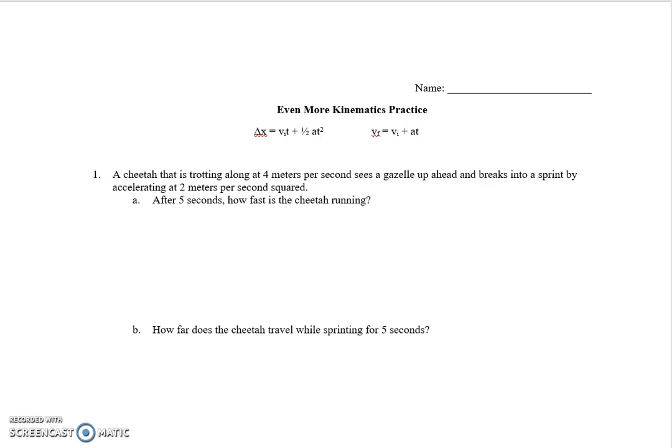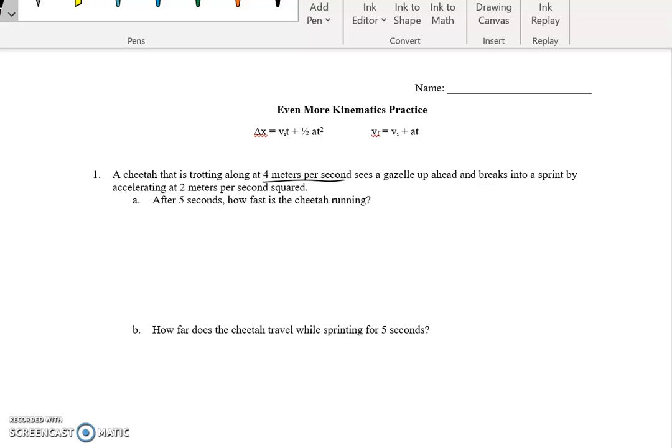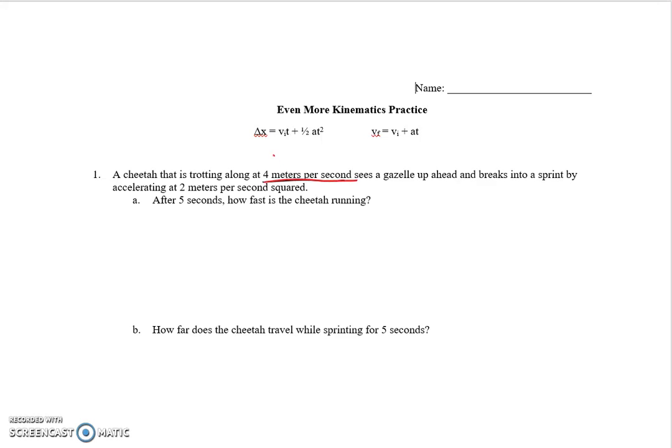So we need to make a list of what variables we have and which ones we want. Trotting along at 4 meters per second, switch to red here, that's our initial velocity. Accelerating at 2 meters per second squared, that's A, acceleration. And after 5 seconds, there's our time. How fast is the cheetah running? That's final velocity.